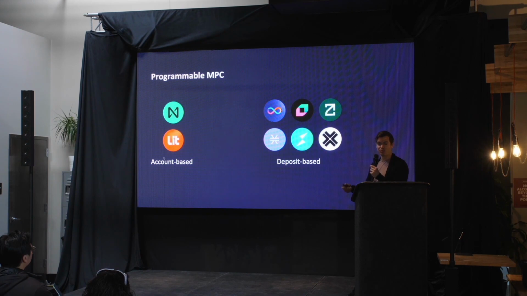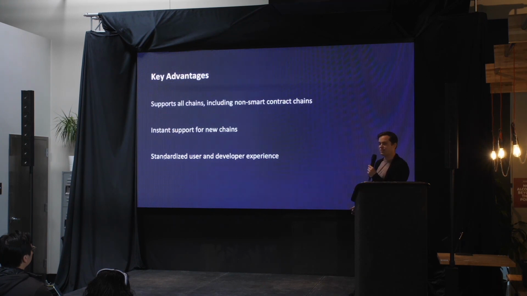And where this gets really interesting is when you think that those accounts can also be smart contracts. And this opens up an entirely new design space. So what are some of the key advantages of programmable MPC? One of the main ones is that you can support pretty much every single chain, as long as you can support the elliptic curve that the chain is using, and you can design an API that's flexible enough to support smart contract chains, non-smart contract chains, whatever people are building.